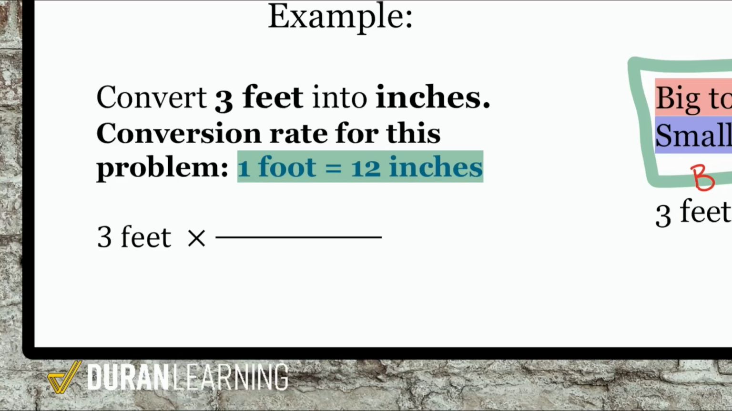Check this out. If we have 3 feet right here, 3 feet is technically going to be on the top. So if we want to get rid of the unit feet, where would I have to place the 1 foot? On the top or on the bottom? Again, the 3 feet is technically up top. Where do I need to put the 1 foot to cancel it? Yeah, it's going to have to be on the bottom.